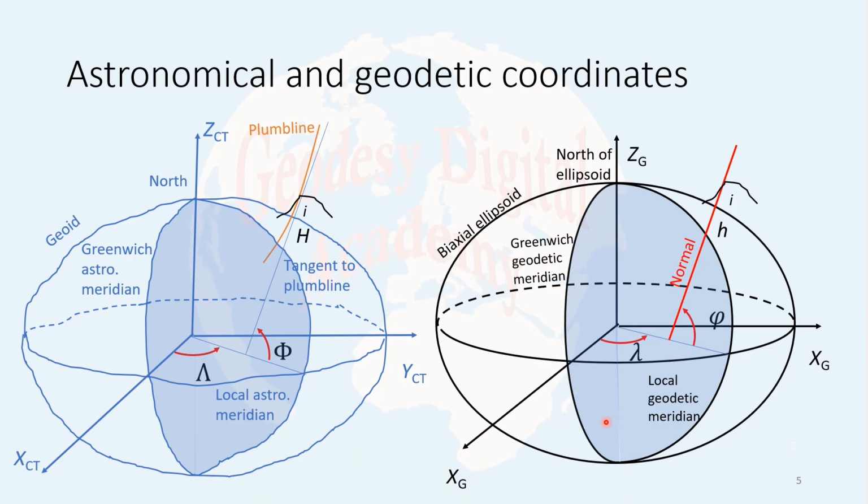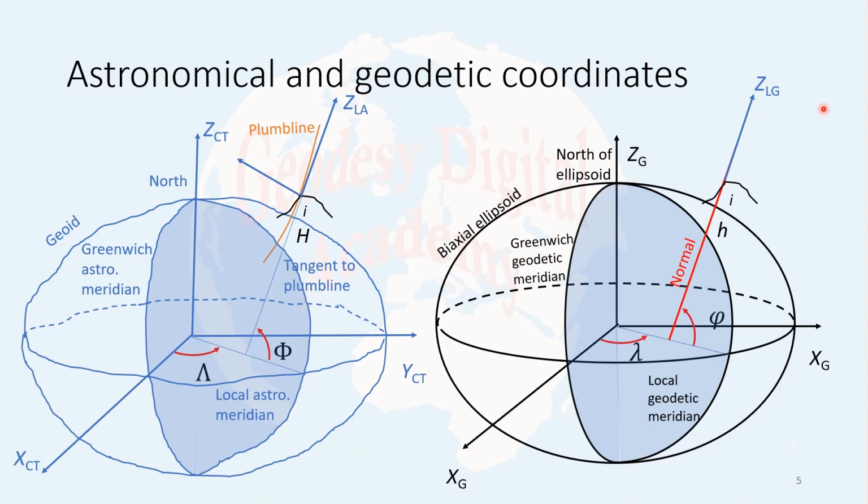For example, if we have a point I at the surface of the Earth, and I draw an axis along the tangent to the plumb line, I can call this the z-axis of the system, and I say LA means local astronomical. I can do a similar thing, but this time along the normal to the ellipsoid, and I call this the z-axis of the LG system. L means local and G is geodetic. So I'm talking about the local astronomical coordinate system and the local geodetic coordinate system here.